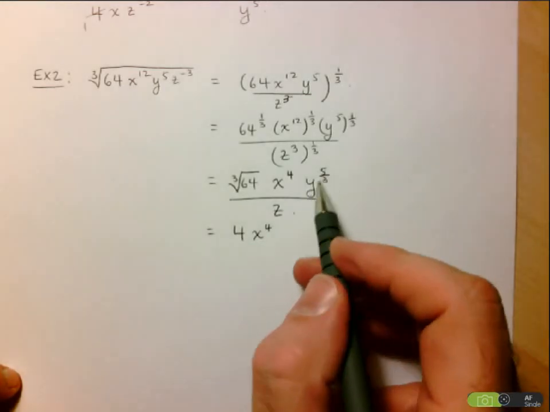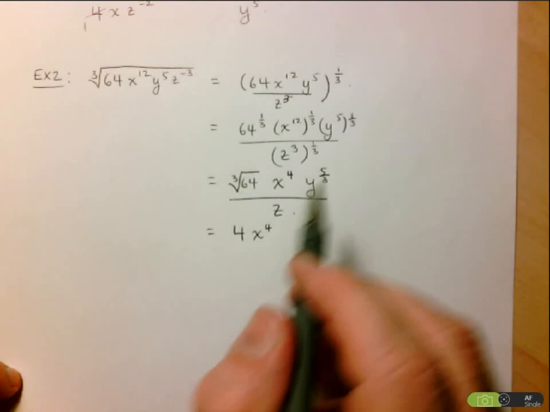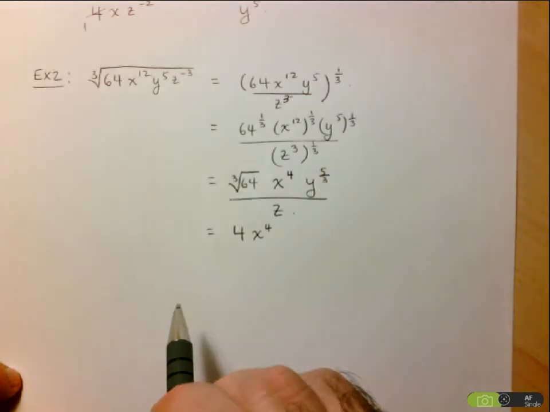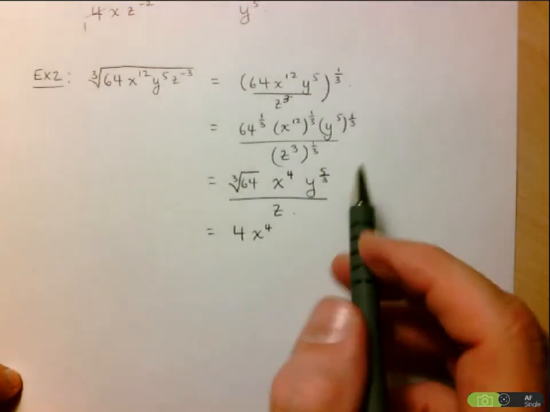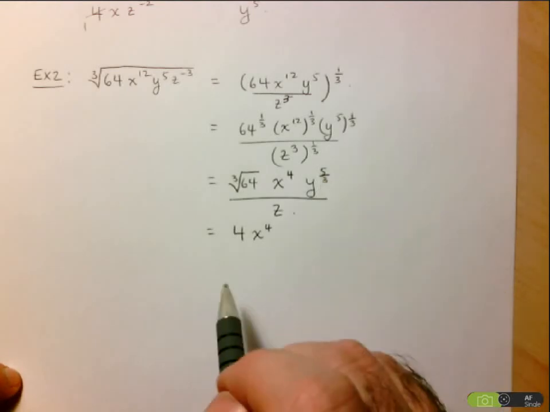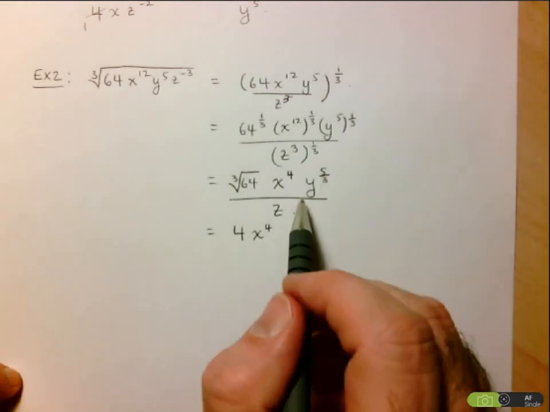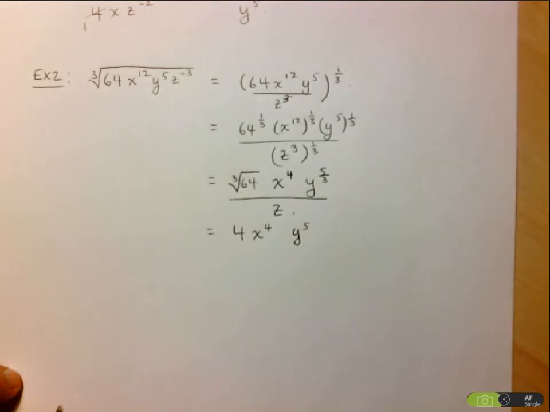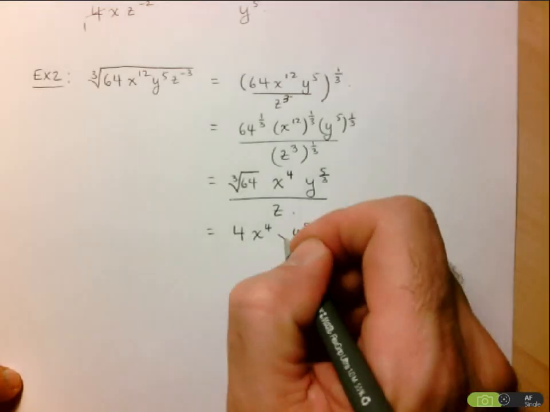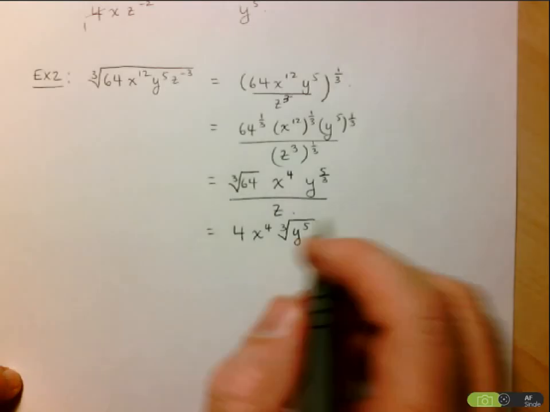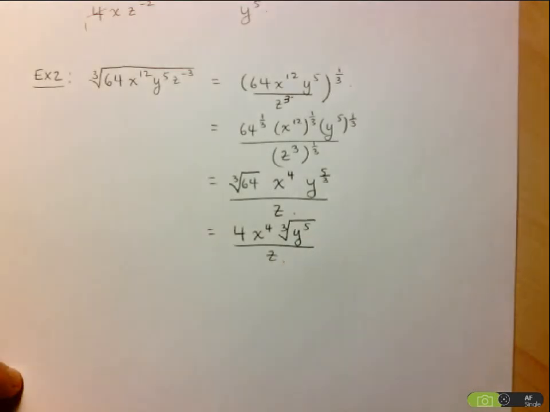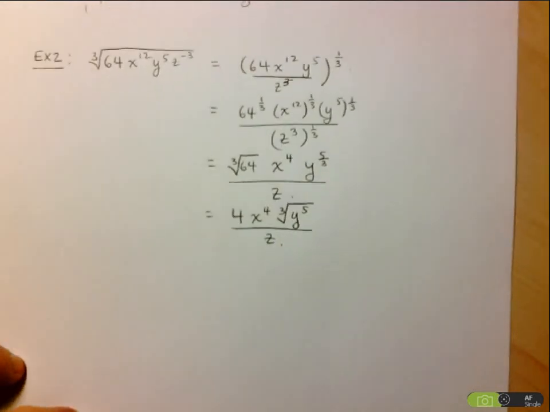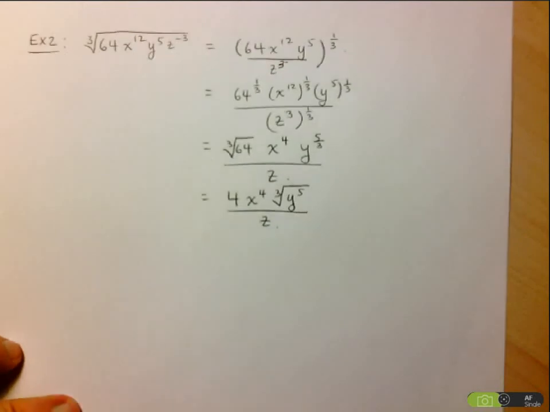Y to the 5/3. Remember our convention. We don't want to leave this as a fractional exponent. So I'm going to separate out the 5 and the 1/3. Remember we said when we're not actually evaluating the expression, what we tend to do is first take the positive integer power, so y to the 5th, and then the cube root of that. And then in the denominator, we've got our z. So this would be the simplified form of the original expression, following all the conventions that we have.